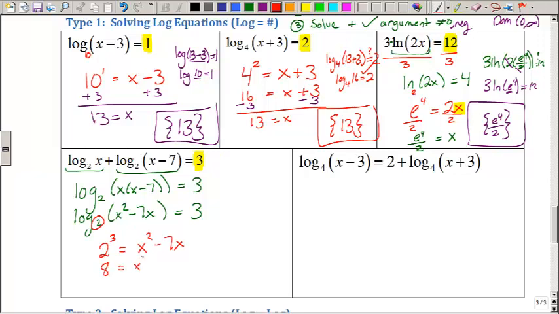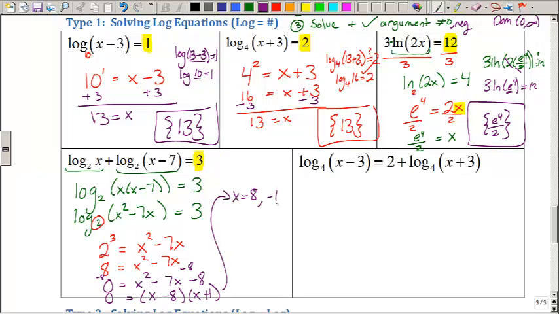And now I'm left with a quadratic equation, which I can solve by factoring. I'm going to move the 8 over to the other side. So I factor and get x minus 8 times x plus 1. So my two potential answers are x equals 8 and x equals negative 1. Now I say potential because I have to check both answers. You cannot just say, well, 8's positive and negative 1's negative, so therefore that's not right.